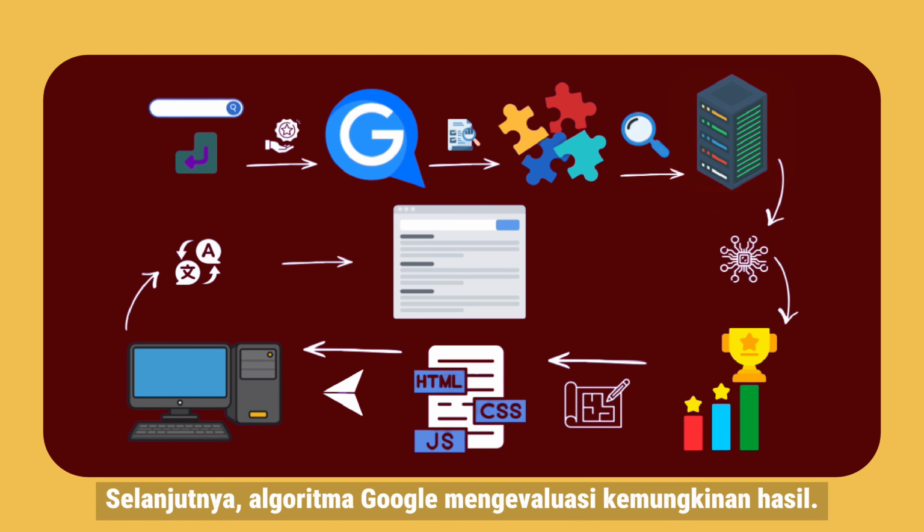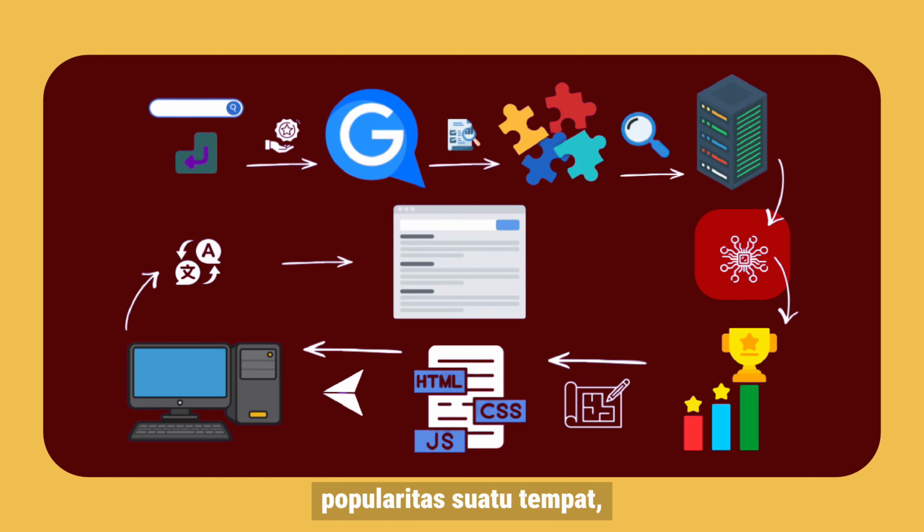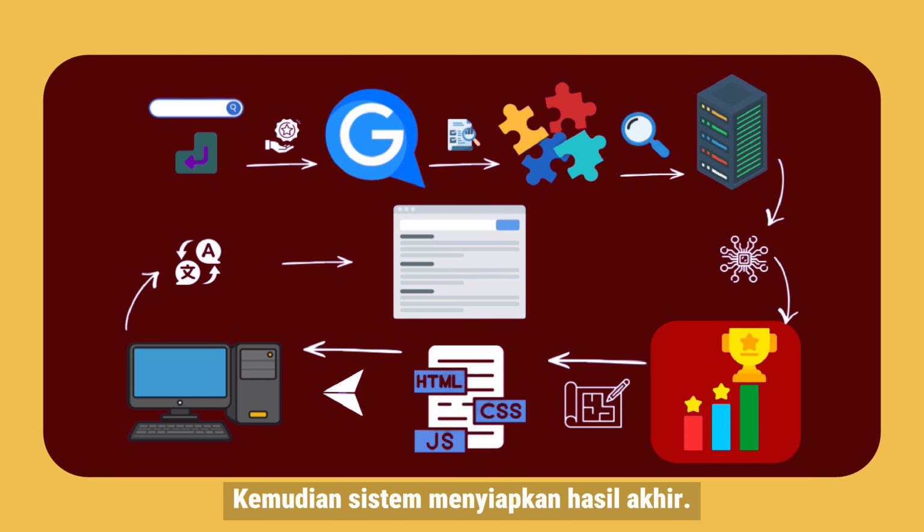Next, Google's algorithm evaluates the possible results. The system compares many different factors to determine which results are the most relevant. These factors can include how closely the page matches the keywords, how far a location is from the user, ratings and reviews from other users, the popularity of a place, how complete the information is, and whether the source is trustworthy. Based on these signals, each result receives a relevance score. So now the results are ranked from most relevant to least relevant, and the system prepares the final results.